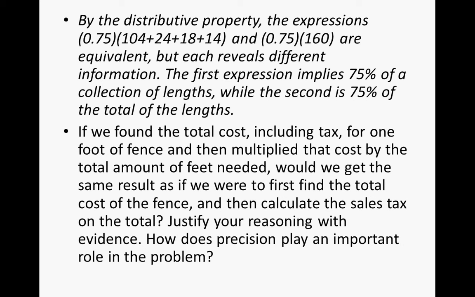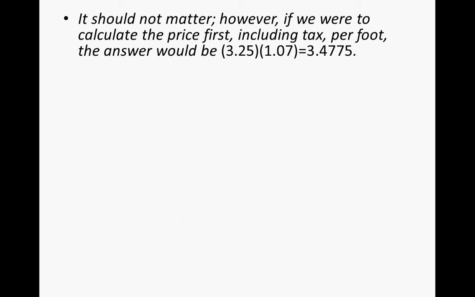If we found the total cost including tax for 1 foot of fence and then multiplied that cost by the total amount of feet needed, will we get the same result as if we were to first find the total cost of the fence and then calculate the sales tax on the total? Justify your reasoning with evidence. How does precision play an important role in the problem? Well, it should not matter.